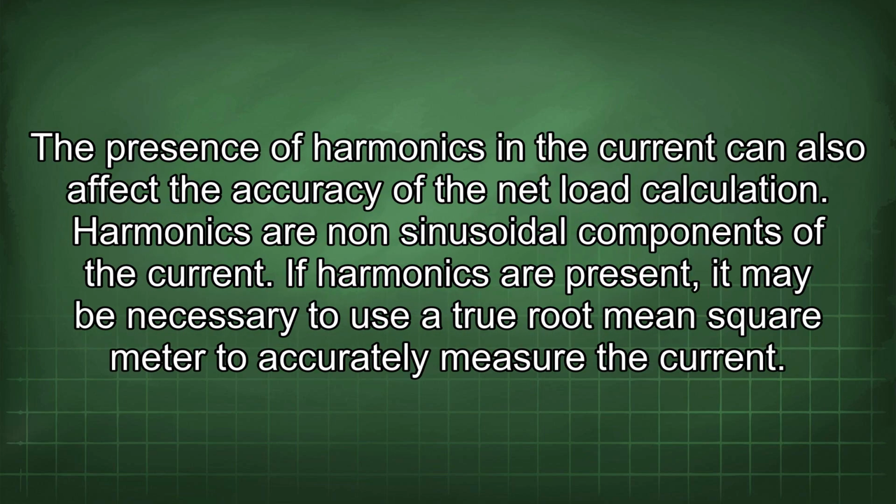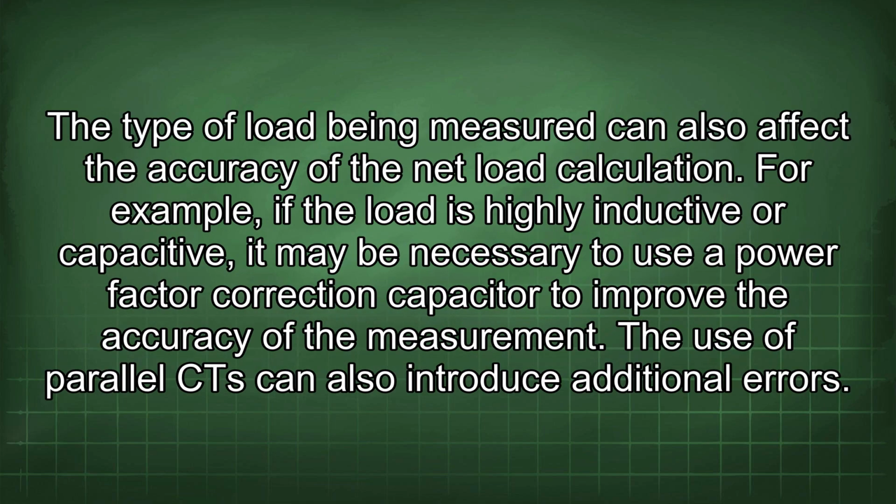The presence of harmonics in the current can also affect the accuracy of the net load calculation. Harmonics are non-sinusoidal components of the current. If harmonics are present, it may be necessary to use a true root mean square meter to accurately measure the current. The type of load being measured can also affect the accuracy of the net load calculation.